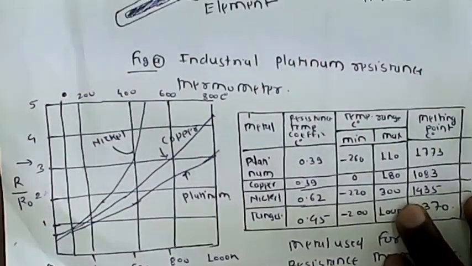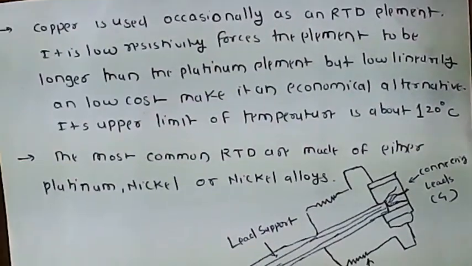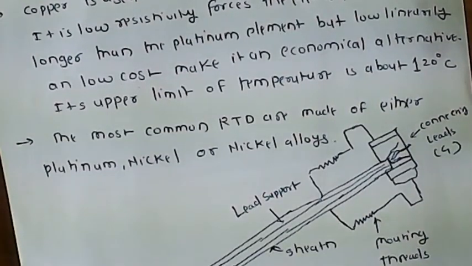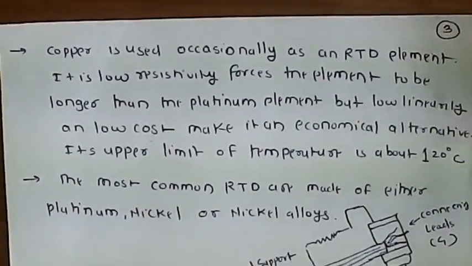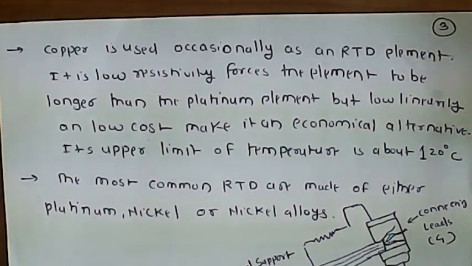Then copper is most commonly used. Here copper is used occasionally for the construction of an RTD. It has low resistivity, so the element needs to be longer than the platinum element, and it has low linearity but low cost. It makes an economical alternative option to platinum. Its upper limit of temperature is 120 degrees Celsius.